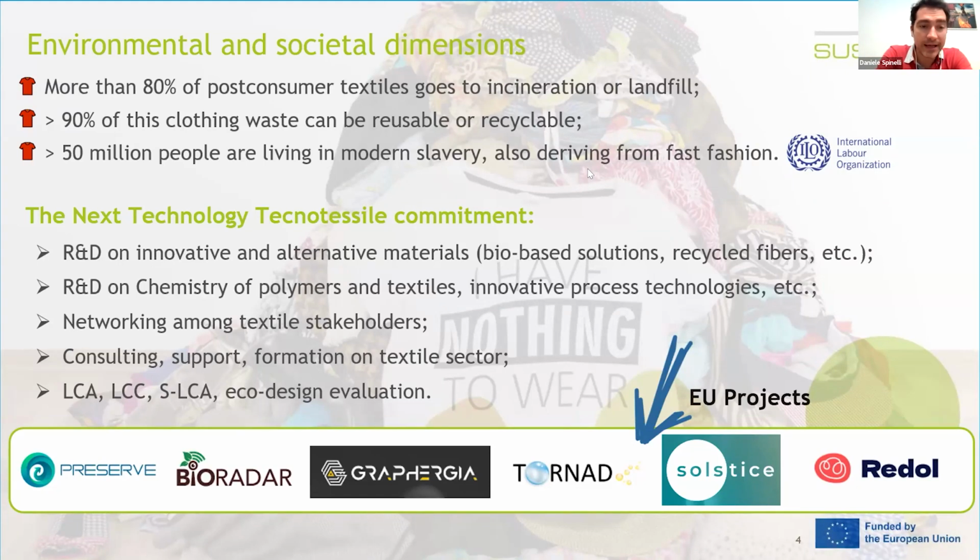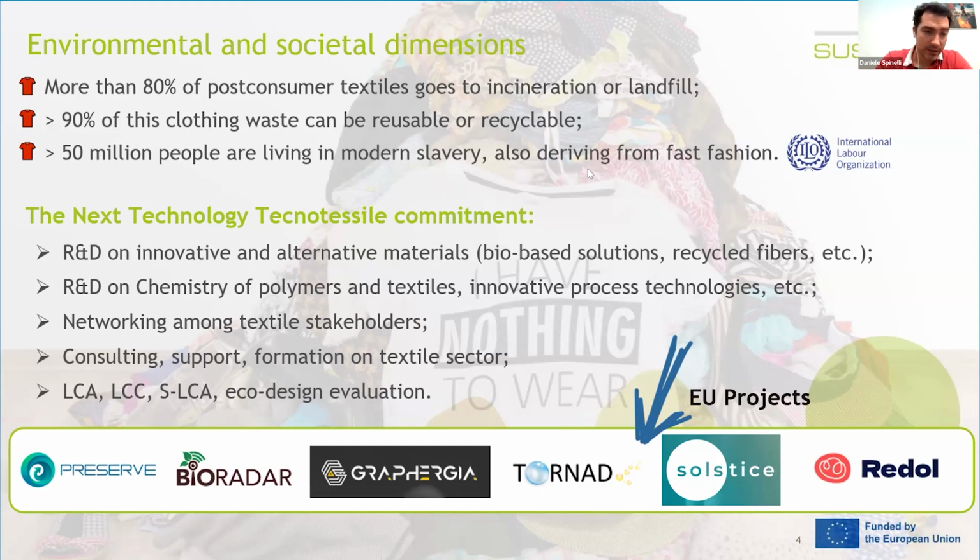We are also involved in R&D on the chemistry of polymers and textiles, mainly to have innovative process technologies, but also we are promoting the use of alternative chemicals that could also be used with conventional processing. We are also trying to establish new networking activities among textile stakeholders, mainly to bring companies into collaboration with research institutes. And we are also trying to push innovation and training for the textile sector, mainly for workers, in order to have deep knowledge of the sustainability industry.